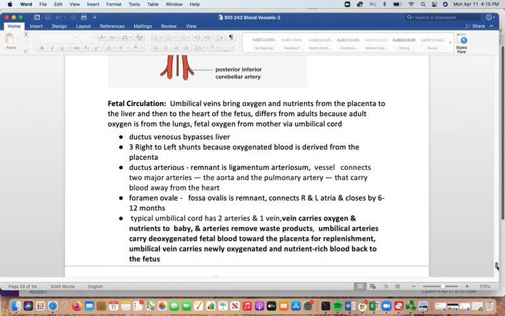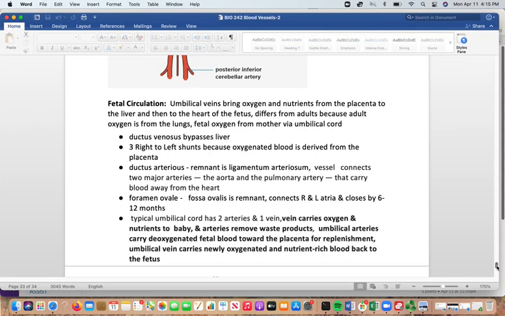There are 3 right to left shunts, and you're going to do this because oxygenated blood comes from the placenta, so you don't need to get oxygen from the lungs. The ductus arteriosus, you have the remnant ligamentum arteriosum. This is a vessel that's going to connect the 2 major arteries from the aorta and pulmonary artery so that they can carry blood away from the heart. The foramen ovale has the fossa ovalis as a remnant. It's going to connect the right and left atria, and this will close up by 6 to 12 months.